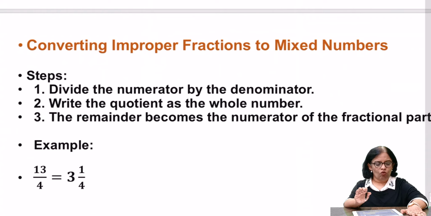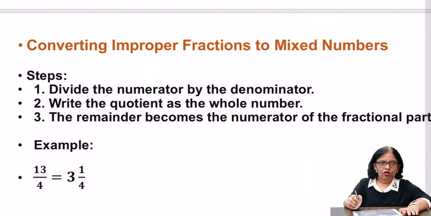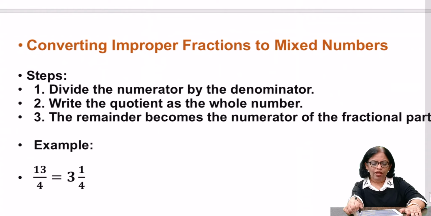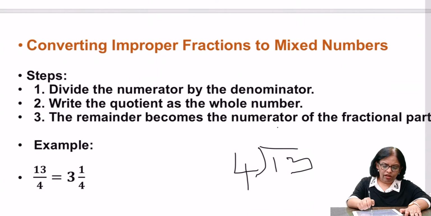So the question is what? 13 upon 4. This is my fraction. Okay. So what that means what? I have to divide 13 by 4. So 4 3s are 12. 13 I can write on the rough work like this only. See, I think that will be helpful. 4 3s are 12. So 13 minus 12, the remainder is 1.